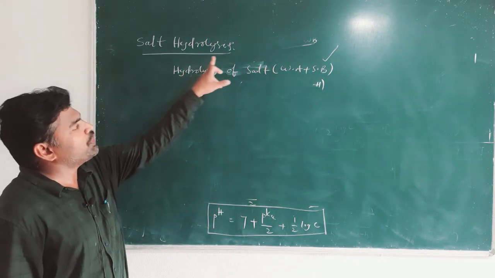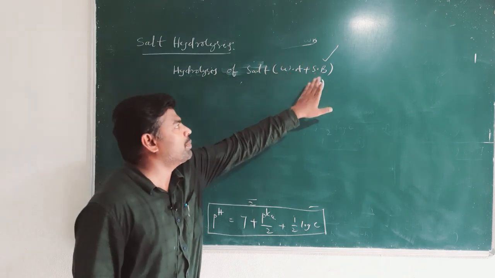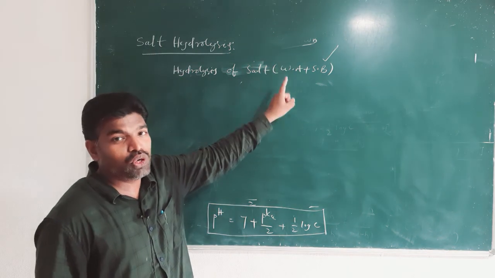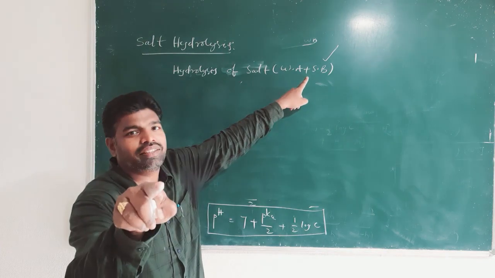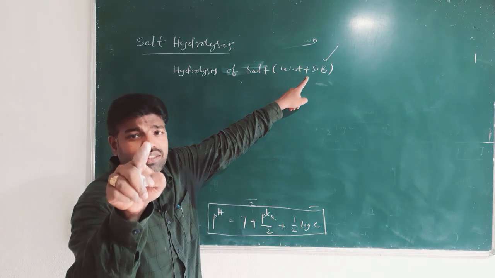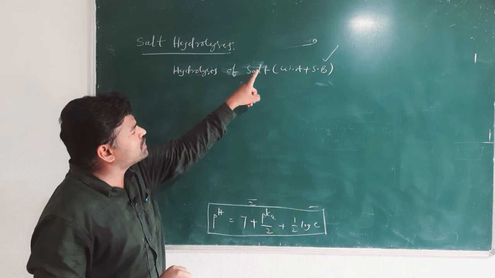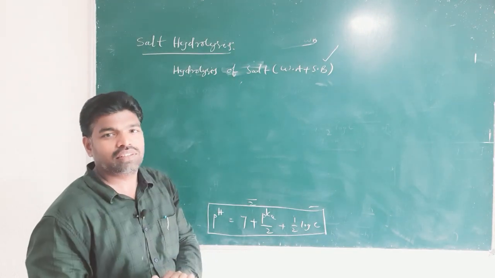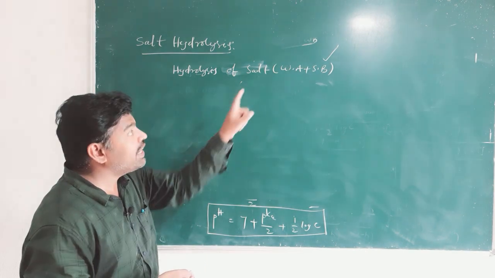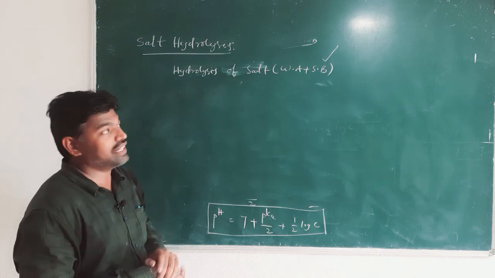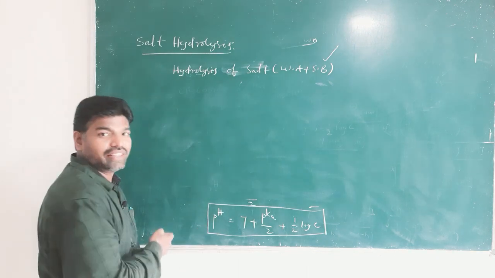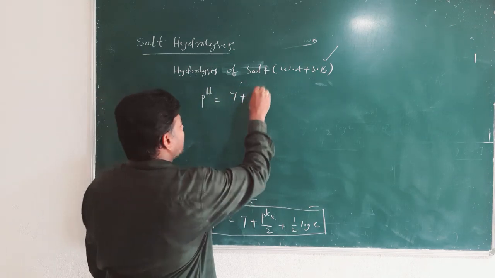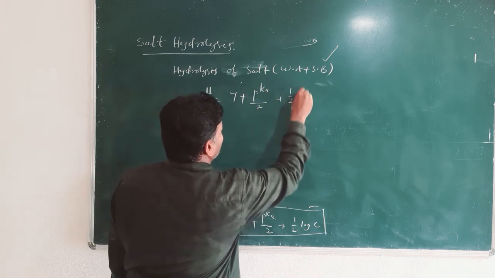Therefore, when we add water to salt derived from weak acid and strong base, the resulting solution nature is basic, because in this combination whichever is strong, that is the nature of the resulting solution. So, the resulting salt solution is basic in nature, and we calculated the pH. What is that pH? pH is equal to 7 plus pKa by 2 plus 1 by 2 log C.